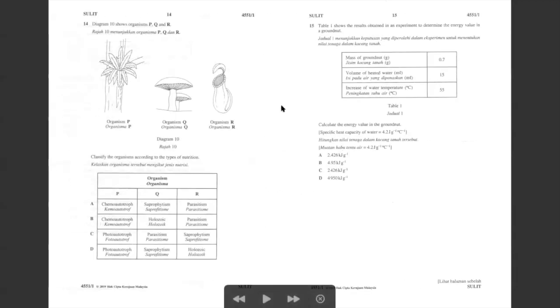Okay, the next one, number 14. The answer for this one is... Photoautotroph, saprophytism and holozoic. Photoautotroph means it can make its own food using sunlight. Photo means light. Autotroph means it can produce its own food.